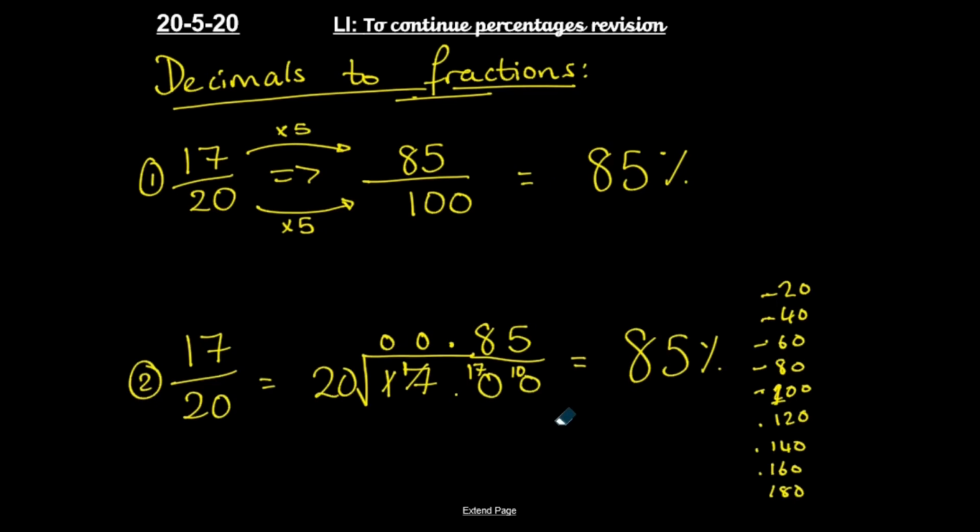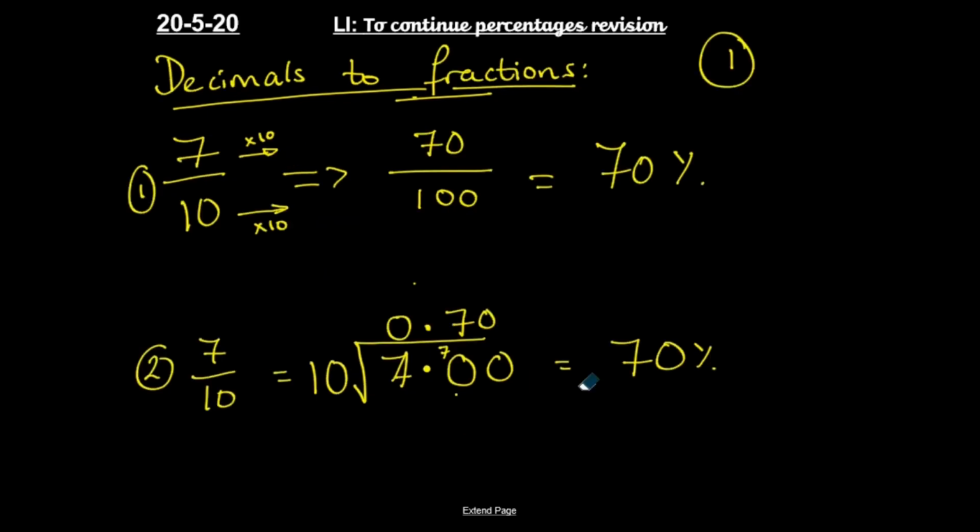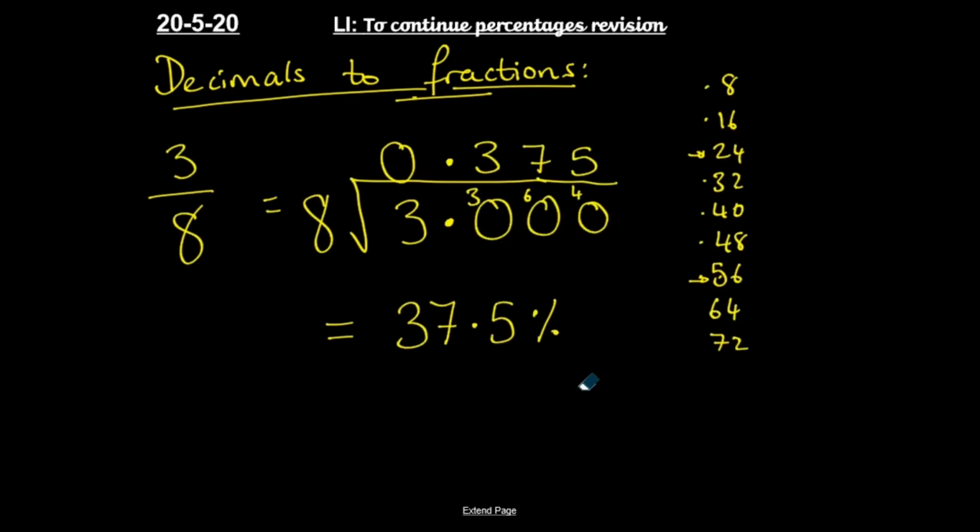So just to recap that one, the two ways that you could find the percentage when you've got a fraction is to find the equivalent fraction for 100 when the denominator is 100, or you could change to a decimal by division and then convert it to percent. And you can see our examples that we have gone through here.